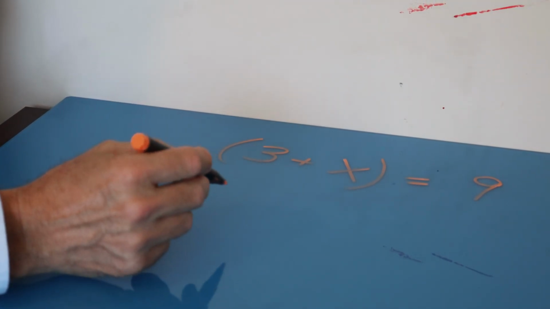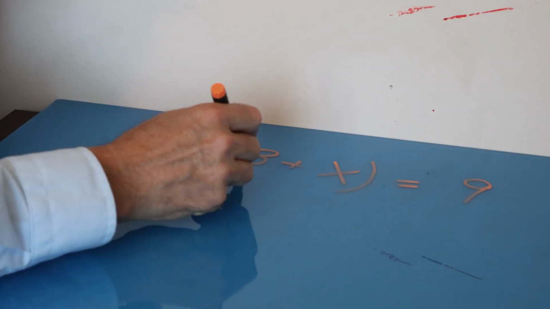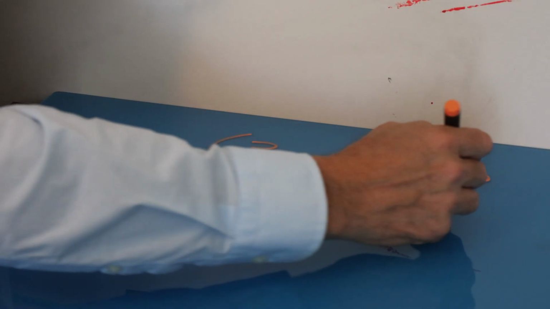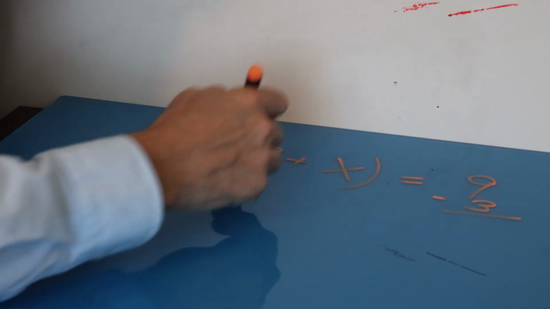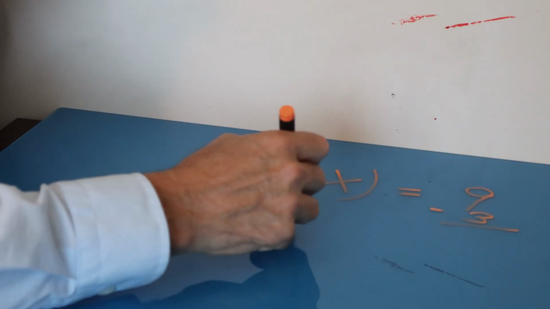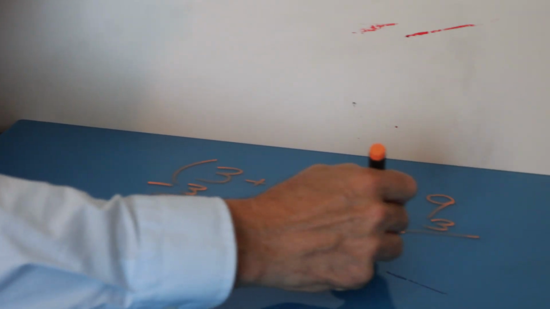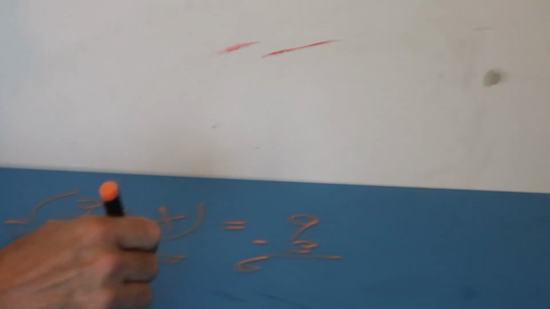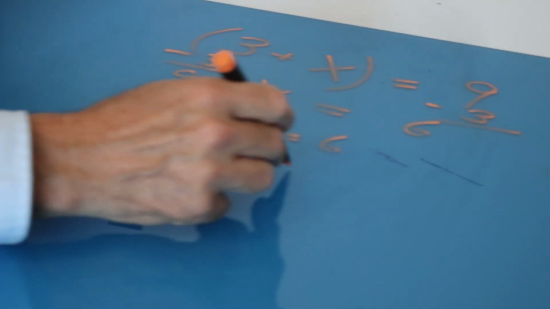How do you move the 3? Well, subtract 3. Minus 3 on both sides. So we have 3 minus 3 is 0. Now we have x equals 9 minus 3 is 6. So x equals 6. If you plug it back in on top, you'll see 3 plus 6 equals 9.